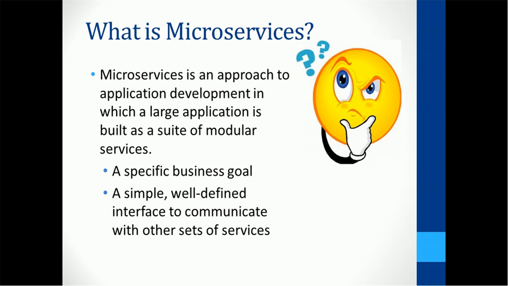The second characteristic of microservices is that they have a very simple and well-defined interface to communicate with other sets of services. What does it mean? Suppose I created a microservice for adding a customer. If I create another microservice for updating a customer, these two microservices have the potential to communicate with each other. So the overall definition of microservices is a group of microservices which has a specific business goal and also interact with each other. That is the simple definition of microservices.